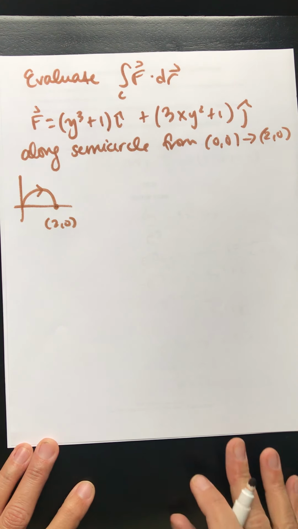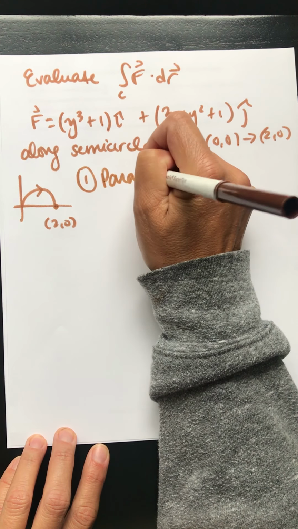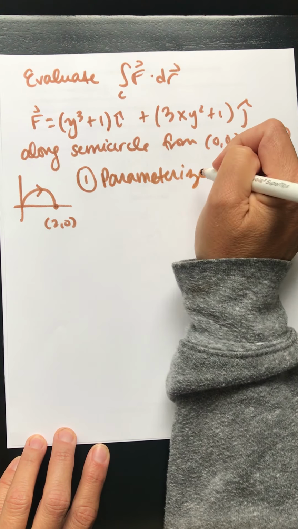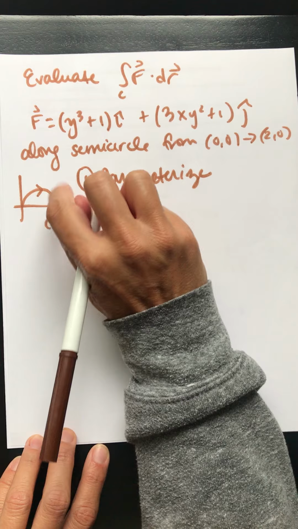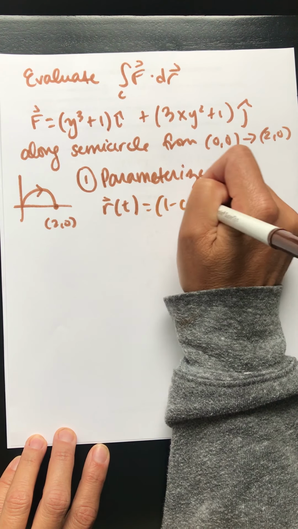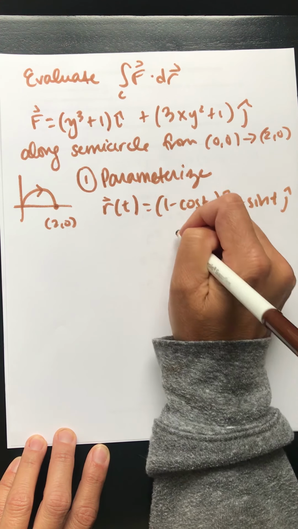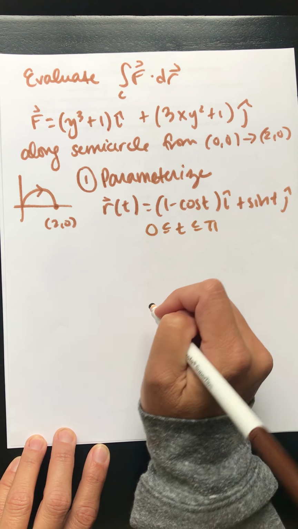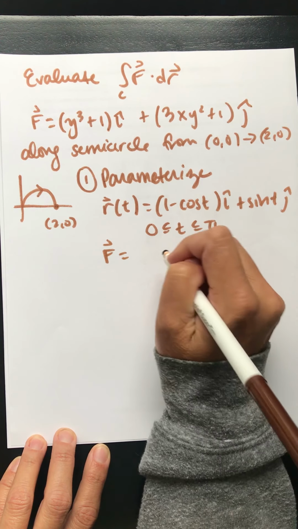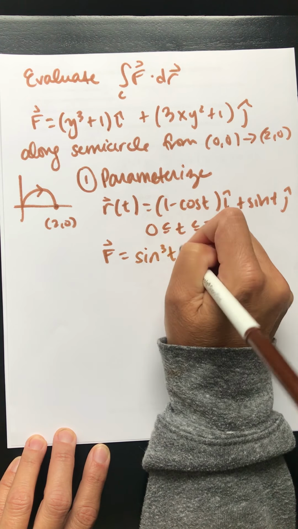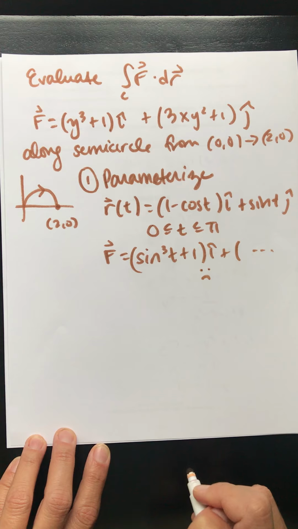The first way that we can attack this problem is to parameterize. We would have to set up our r of t, and we're going backwards, so 1 minus cosine t i hat plus sine t j hat, for t between 0 and pi. Then we're going to have to plug these in and define our field. So F is going to be y cubed plus 1 i hat plus an amount. So this would be absolutely awful.